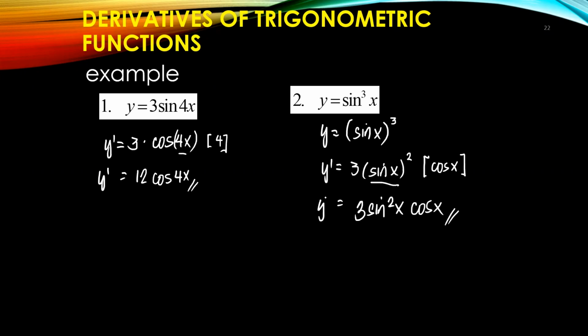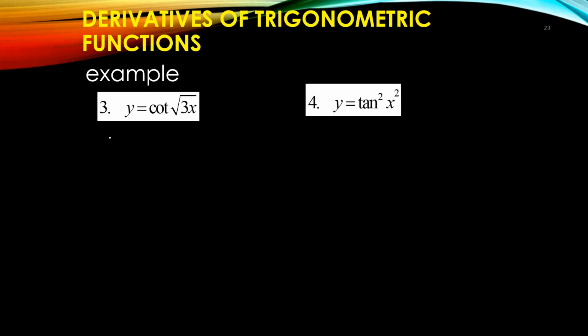So in here, cotangent of the square root of 3x. So cotangent, guys, look at your screenshot. What's the derivative of a cotangent?